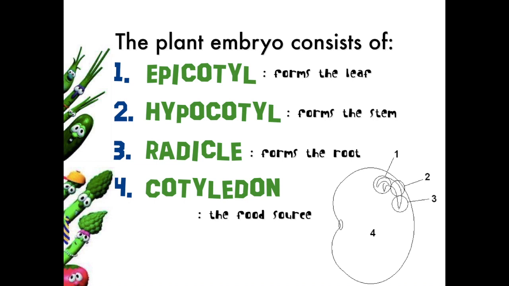You can see number 2 in the drawing. This is the baby stem. Then we have the radicle, R for radical, R for the baby root. This is the bottom part, as you can see in number 3.